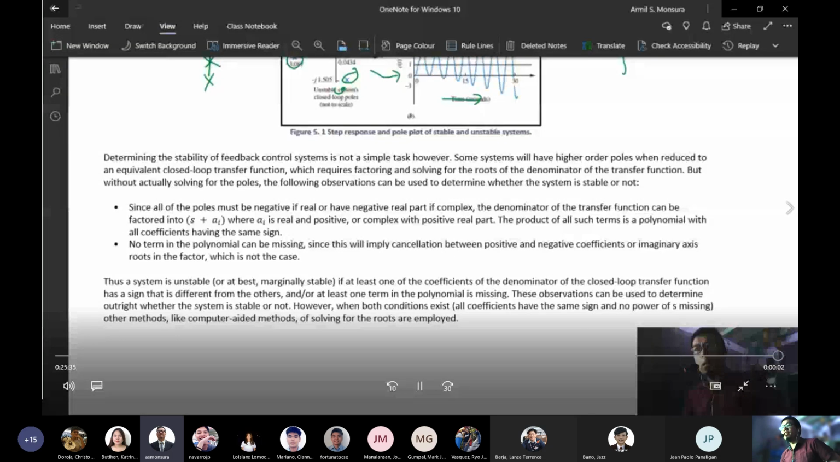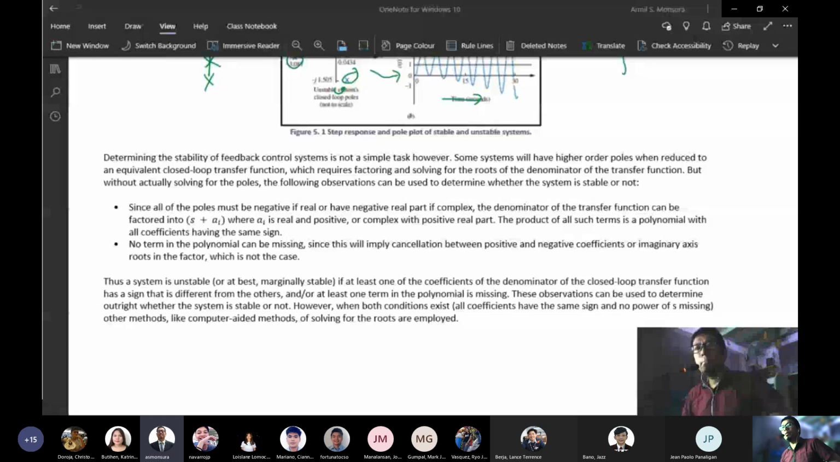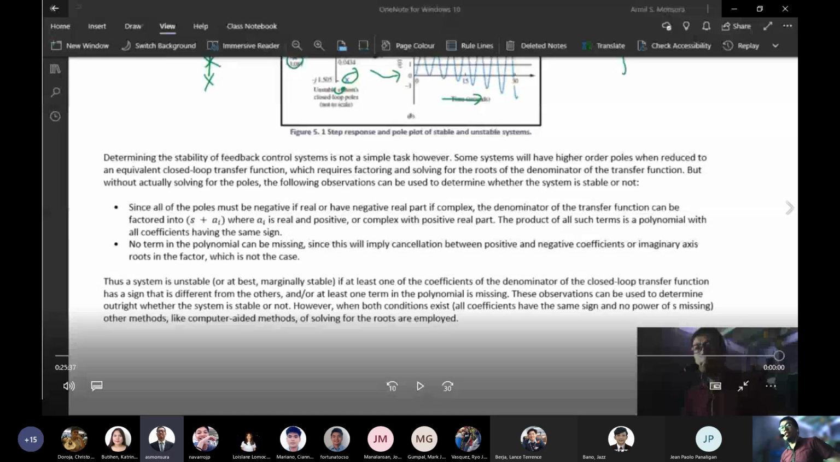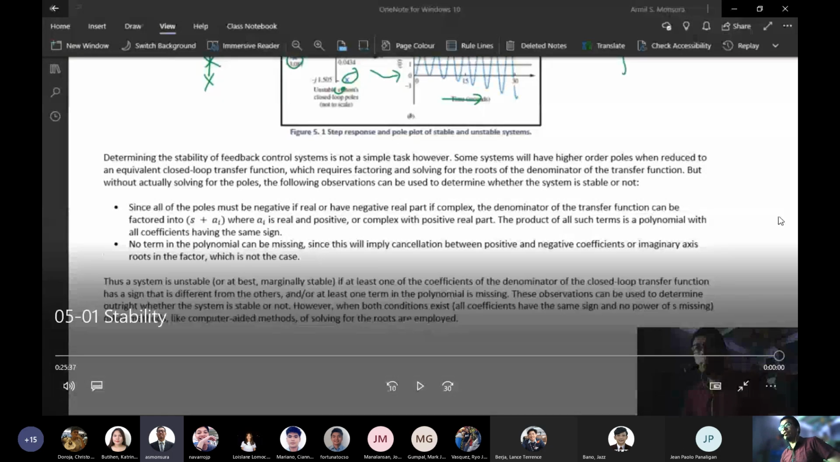So that's the first part. We defined stability in the first part. Basically, in the next 2 lessons, we will discuss the Routh-Hurwitz criterion and how it is done. So, proceeding now to the next lesson.